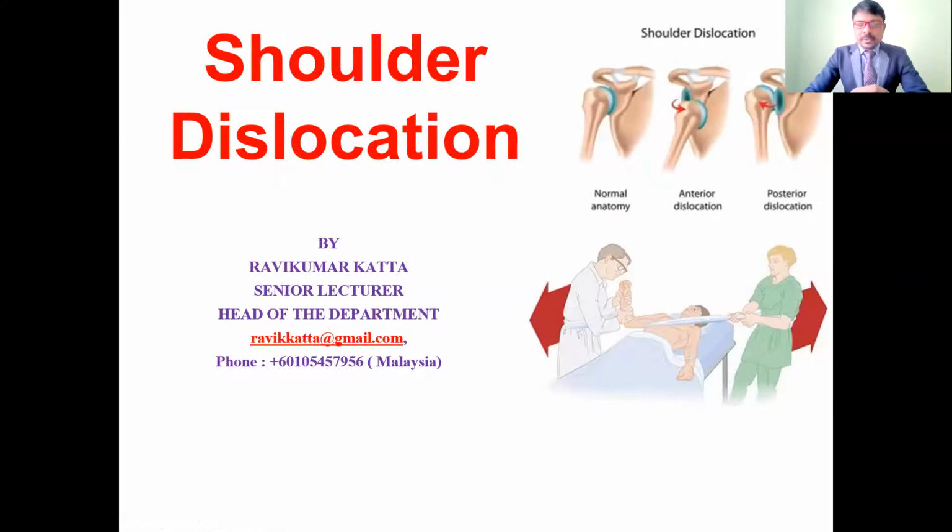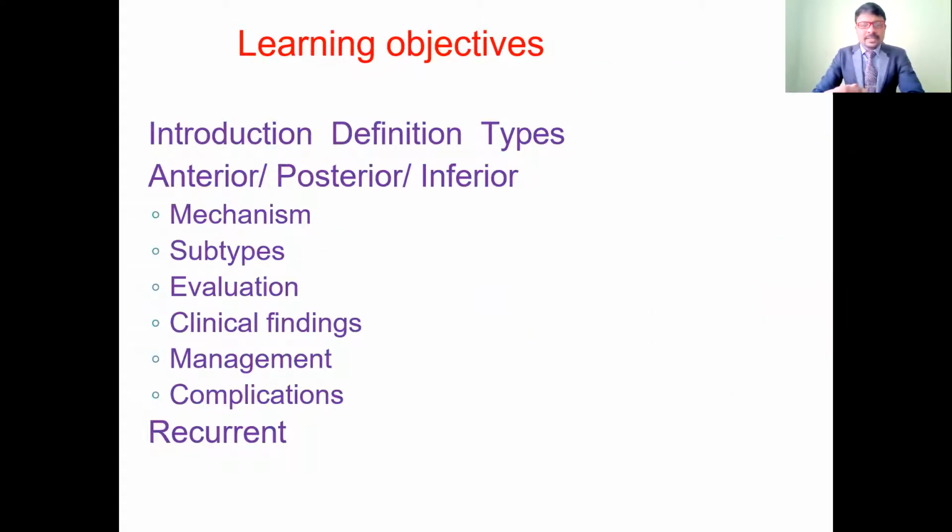Hello everyone. Today I'm going to discuss one of the important topics in the shoulder joint, that is shoulder dislocation. In this topic, I'm going to discuss the introduction of shoulder dislocation, the definition, and the types of shoulder dislocations, that is anterior, posterior, and inferior dislocations.